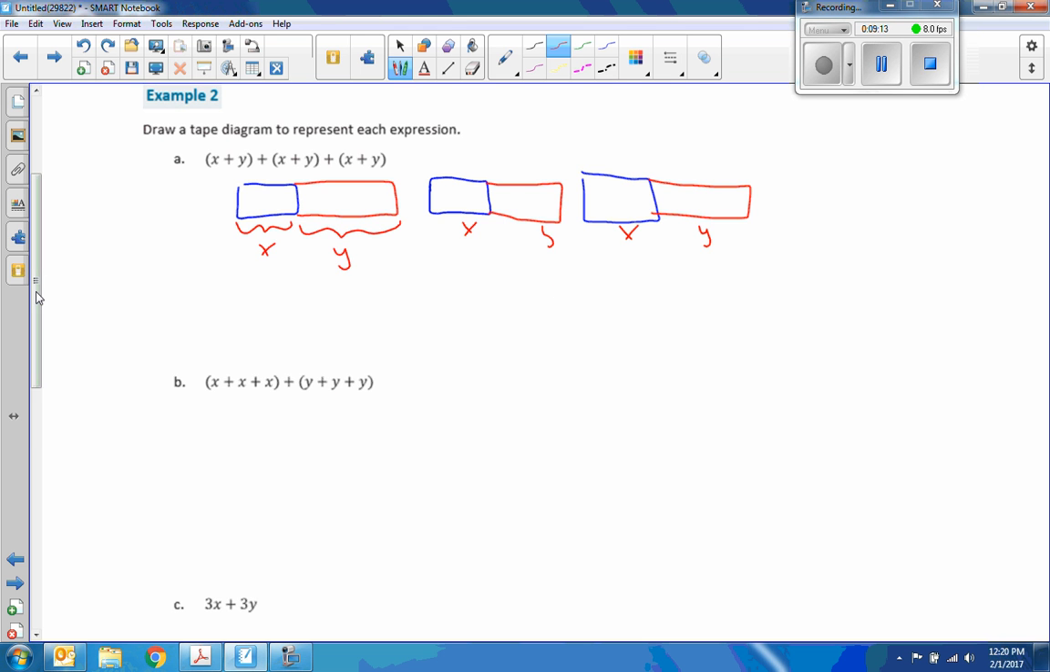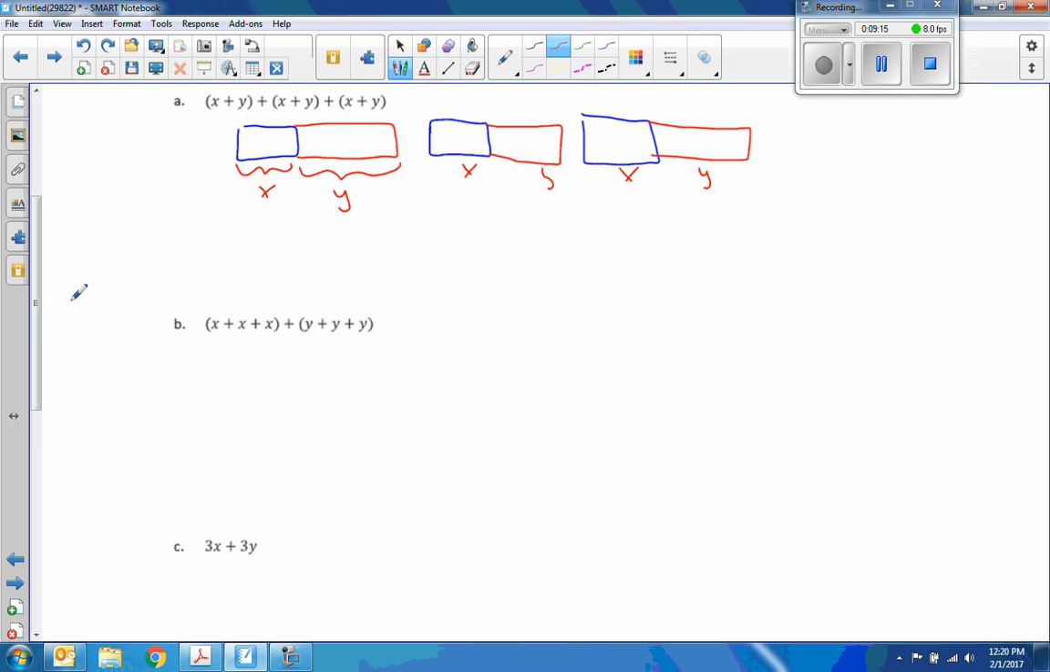my y. B says to draw the tape diagram of this expression, x plus x plus x, and then y plus y plus y. So it's going to be this rectangle here 3 times by itself. In other words, no y's repeated 3 times, so I'm going to put this one here now. Okay, and then put this one here. So there's x plus x plus x, and then y is a little longer. There's 3 of those. So there's y plus y plus y.